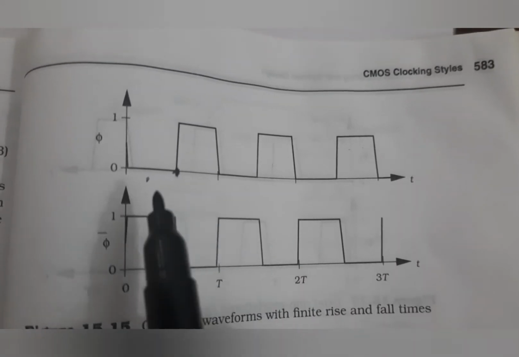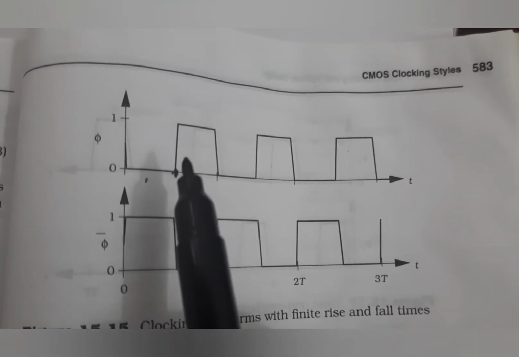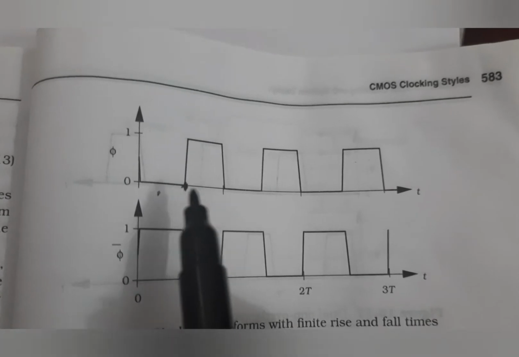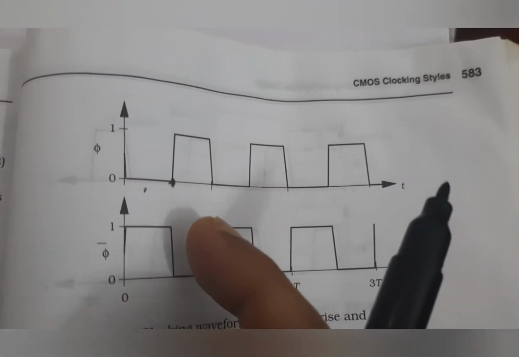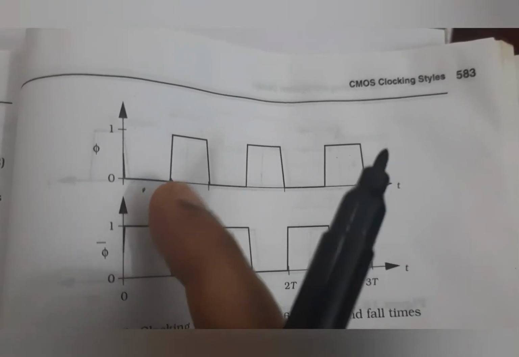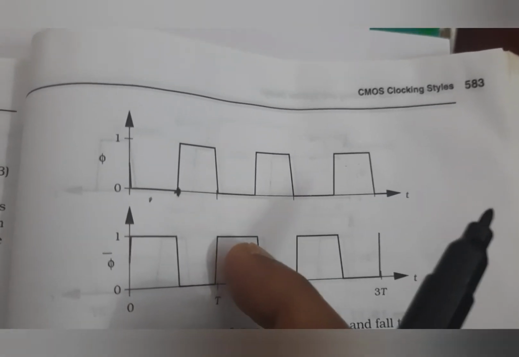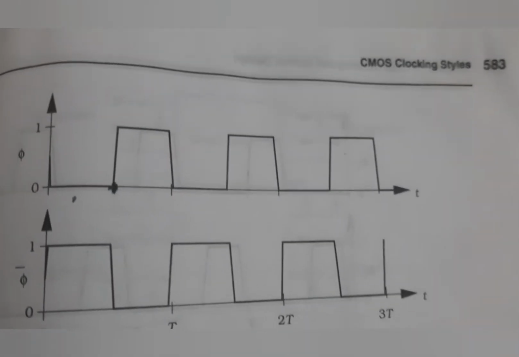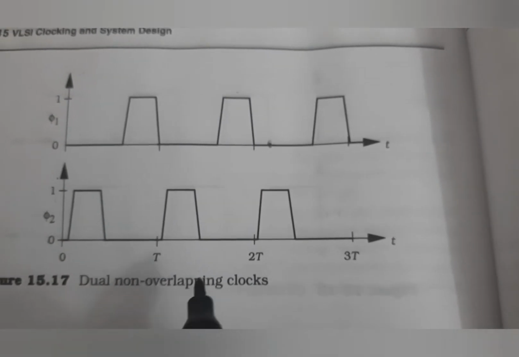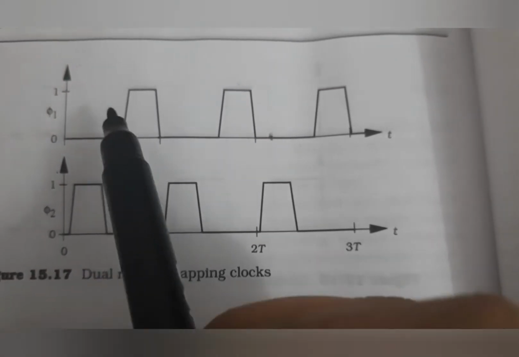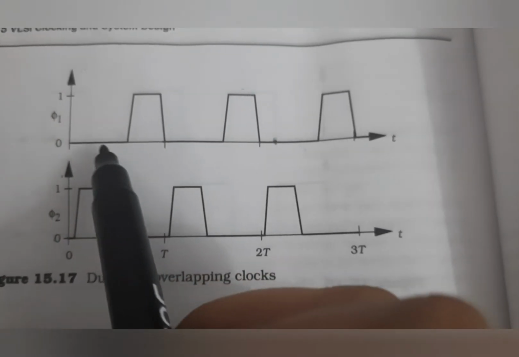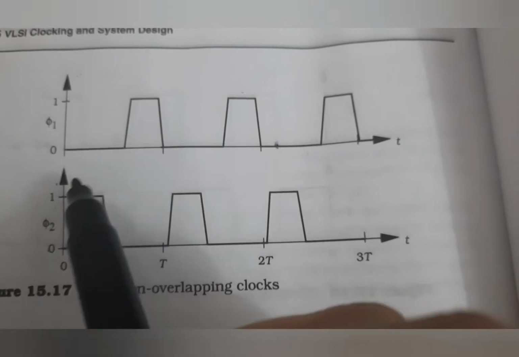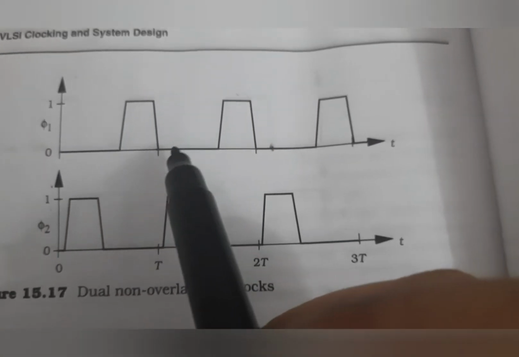But in practice we cannot get this finite rise and fall time. Some mismatch is produced due to that exact transition. With a slow rise time or fall time, we cannot get an exact waveform like this. For that we move to dual non-overlapping clocks. Here there is no exact inversion of the two clock signals, and this clock signal is more than a 50% duty cycle method.